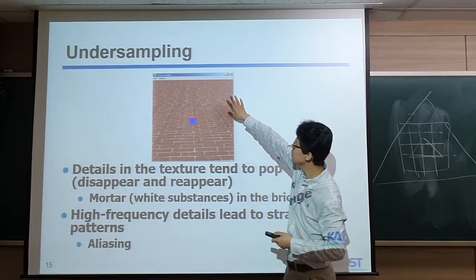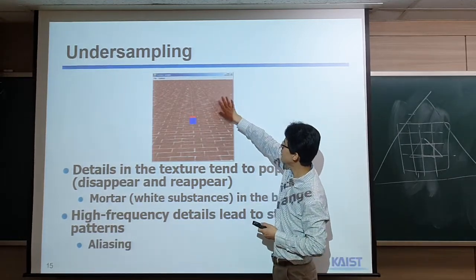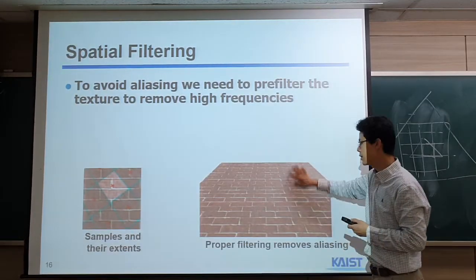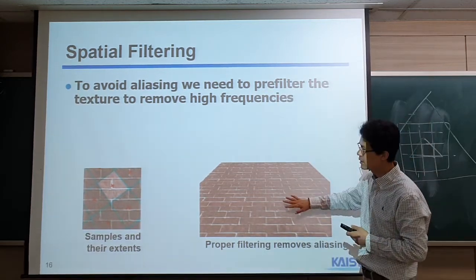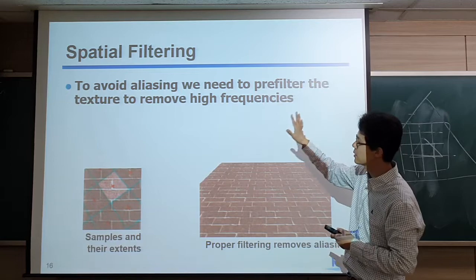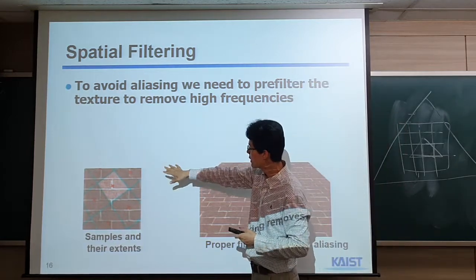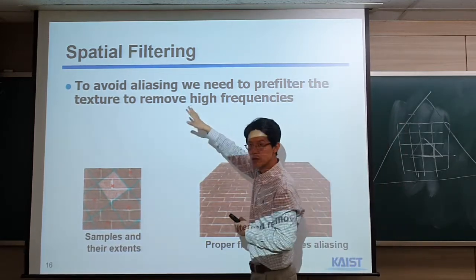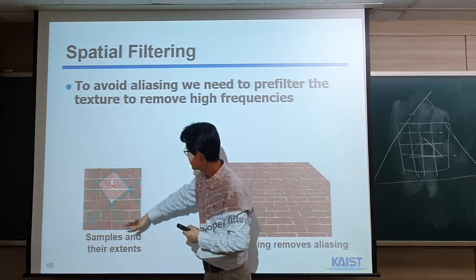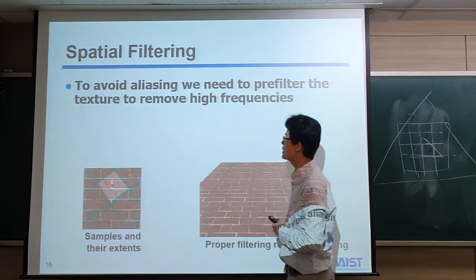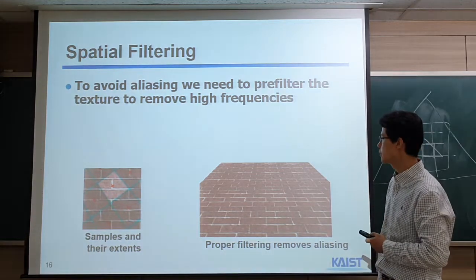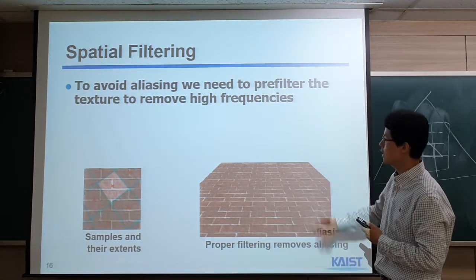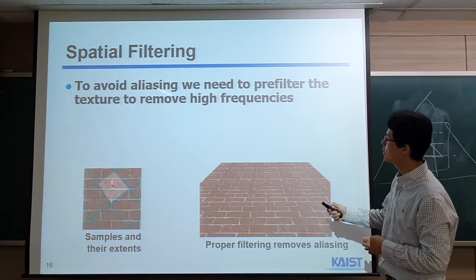You can see that here we got a very odd pattern, but now if we do the proper filtering, it can remove the aliasing. In this case, we call this spatial filtering, since we do this kind of filter in the 2D space, in the texture space. So if we do the filter, it will improve quality a lot. Somehow it avoids this aliasing.